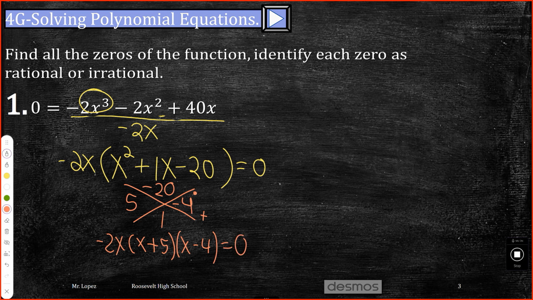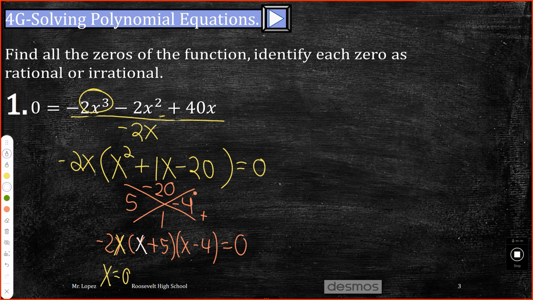And then we're going to use the zero product property. If x is 0, then 0 times negative 2 is 0. 0 times anything is 0, so it better be x equals 0 for this particular one here. For this one, what must I plug in for x so that this quantity will equal 0?